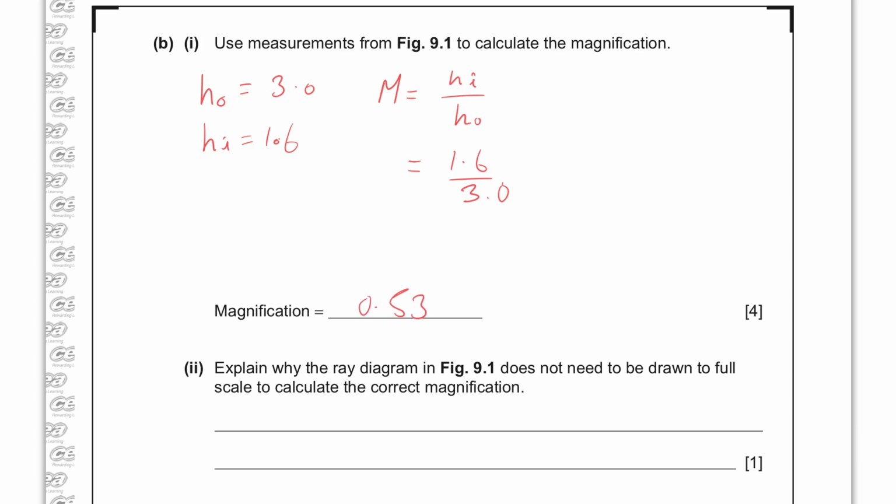Part 2, explain why the ray diagram does not need to be drawn to full scale to get the correct magnification. Yes, because it doesn't matter what the actual units are, it's just the ratio of those two values, therefore it doesn't matter what they're being measured in, as long as it's consistent. Okay, so it's just a ratio, so the scale doesn't really matter.